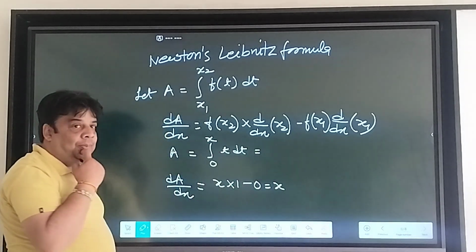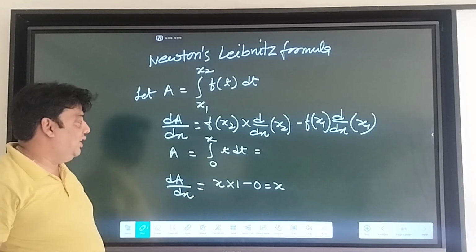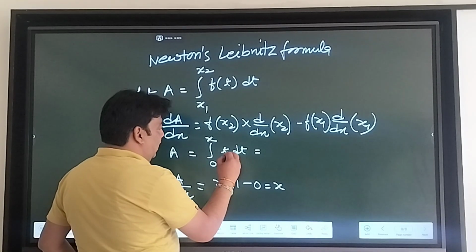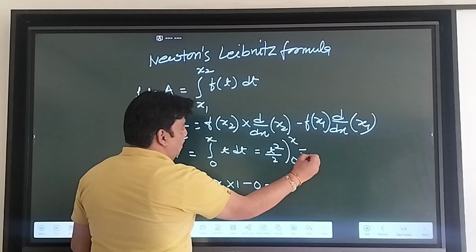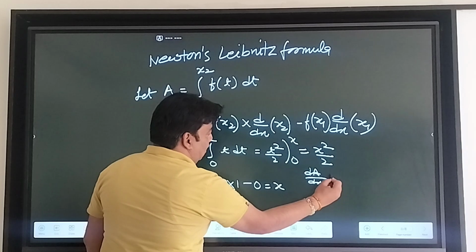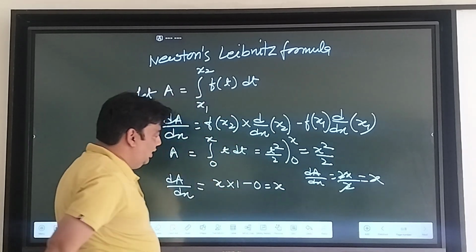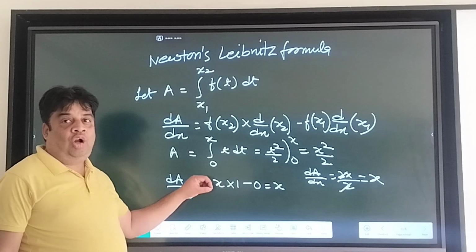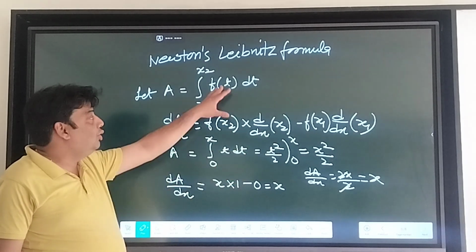Now if I solve it traditionally, first integrating, then applying the limits, and then differentiating: the integral of t will be t square by 2, with limits applied from 0 to x. So the answer would be x square by 2. So dA/dx will be 2x by 2, that is x. You can see that here I need not do the integration part. I have differentiated it directly using this formula.